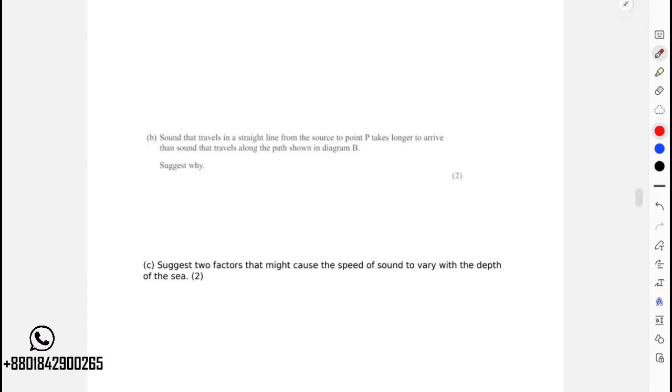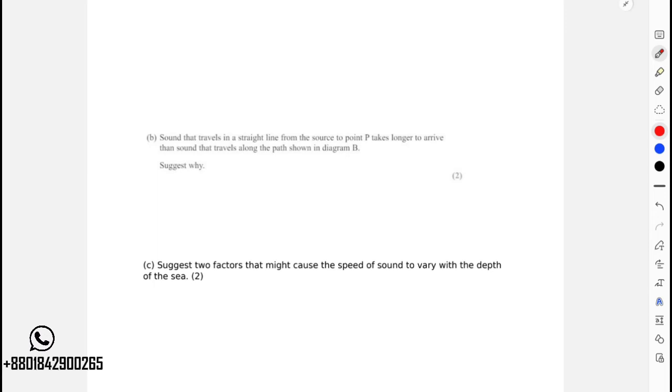Suggest why sound that travels in a straight line from the source to P takes longer to arrive than sound that travels along the pathway shown in diagram B. It says that when there was no reflection, it would take more time than when there is a reflection. And we need to explain why. Sound that travels in a straight line from the source to P takes longer to arrive. Right? It could be that.